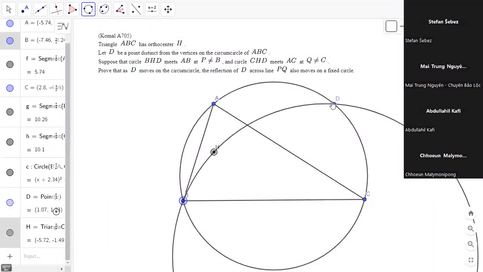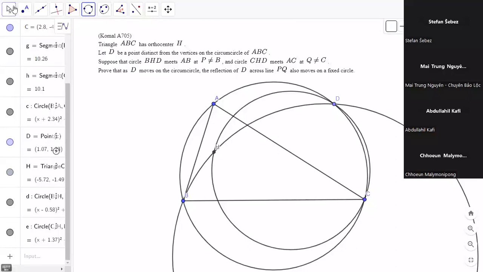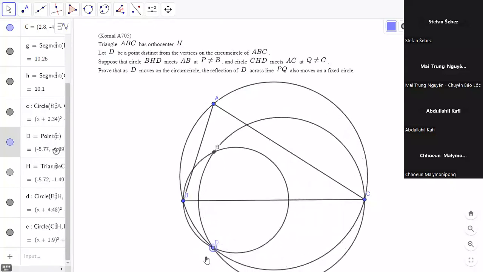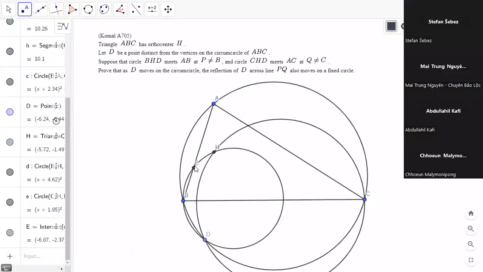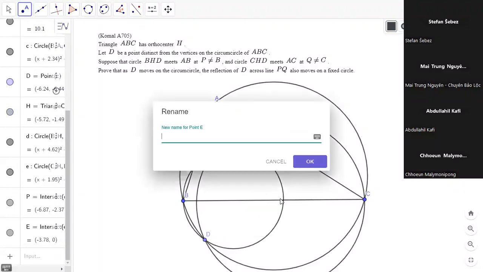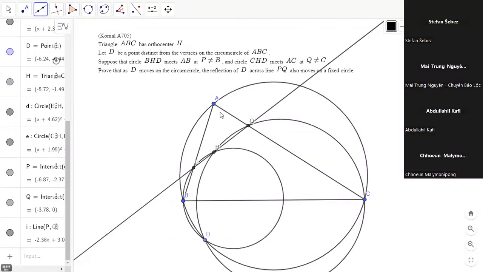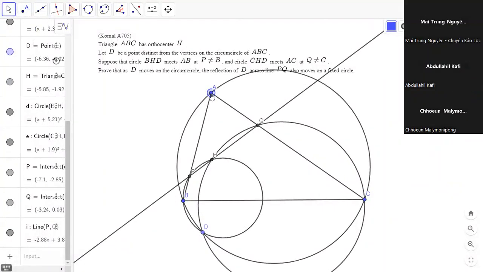So we want to see where BHD meets AB and where CHD meets AC. Is there a way we can make it so, maybe it's nicer if B is on the bottom? Yeah. Okay. So this is P and this is Q. And we're saying the reflection of D over PQ also what? Oh, it looks like those are collinear. That's probably just an angle chase, right?